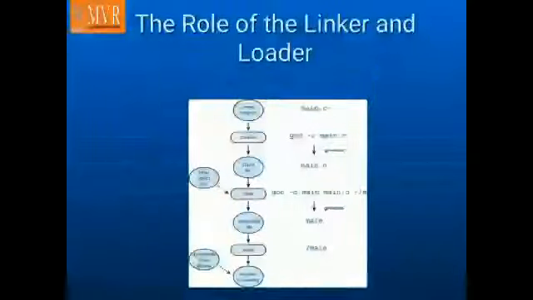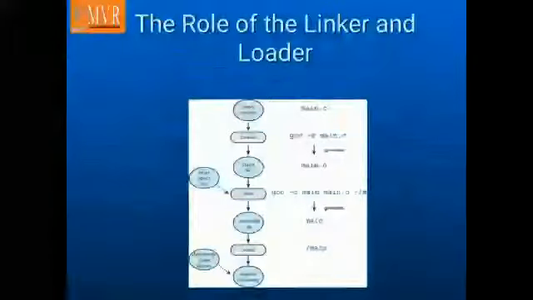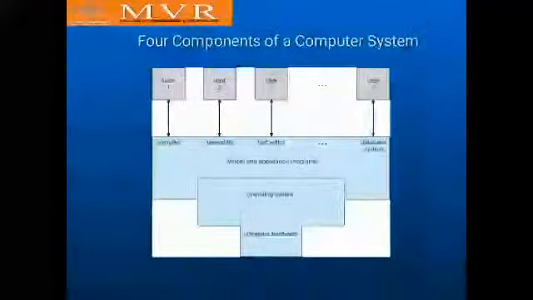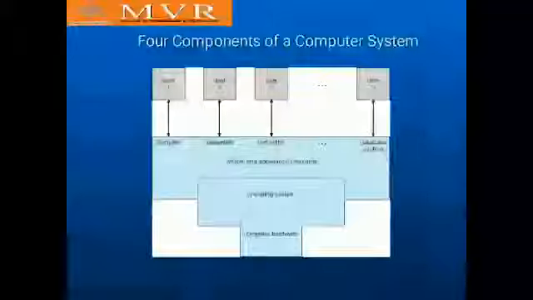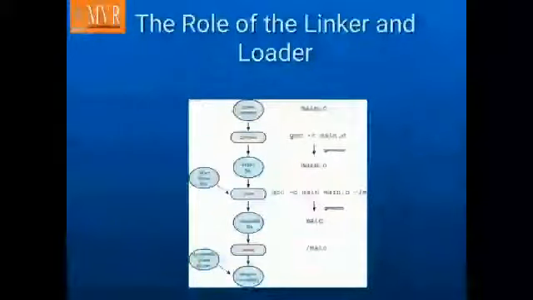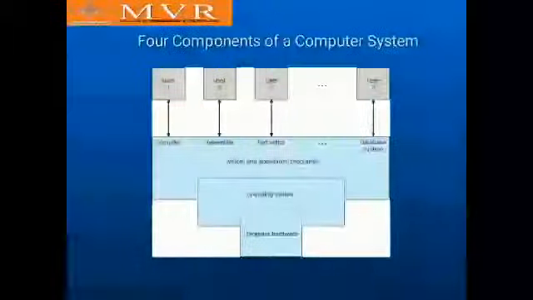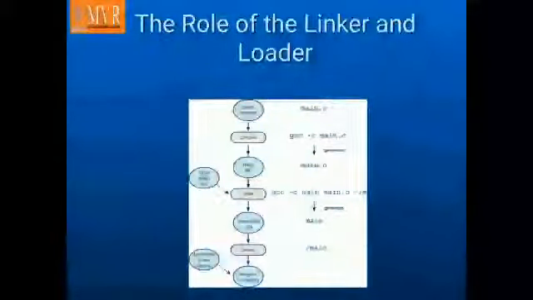The role of the linker and loader. Here see the flow chart. Initially we have the source program. In this source program the compiler is used. The compiler produces the object file. That object file will be linked by the linker into an executable file. The linker combines it with other object files, and the executable file goes to the loader. That loader puts the program in memory, along with DLLs, which are nothing but dynamically linked libraries. So this is the flow chart.